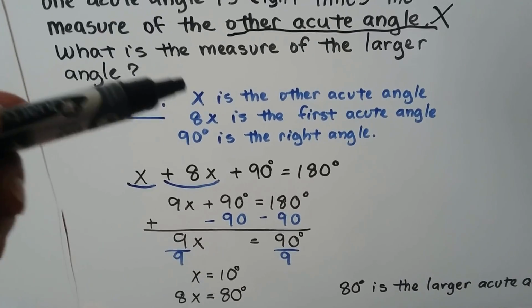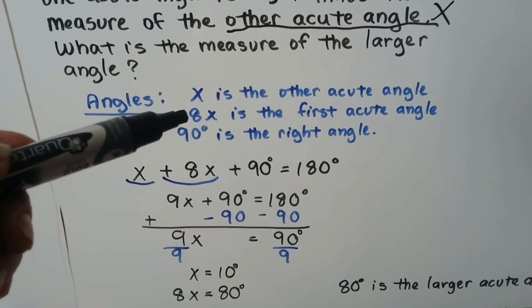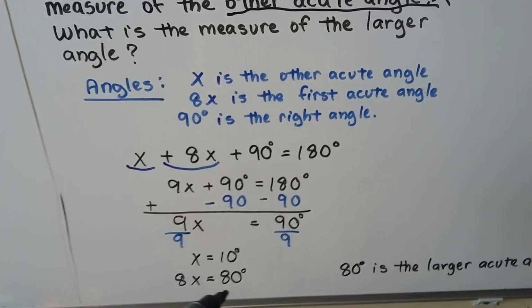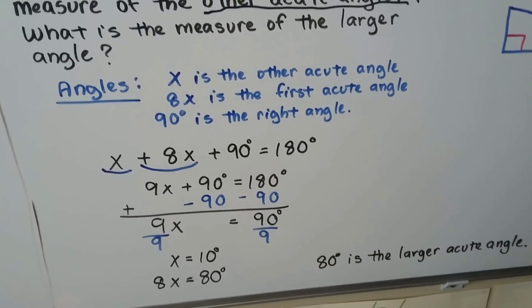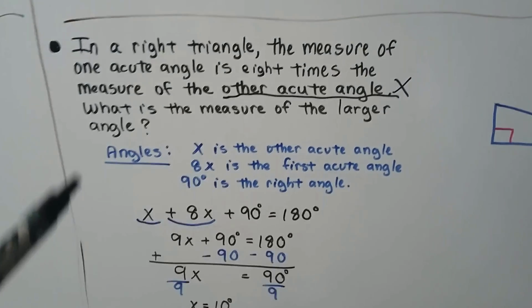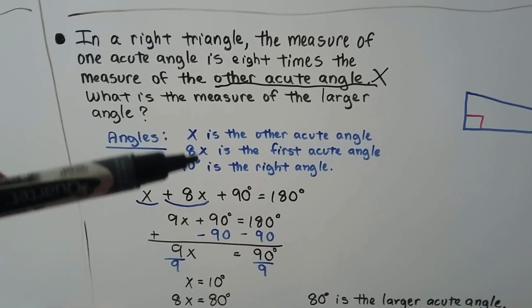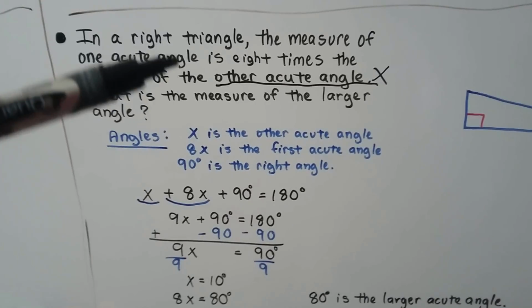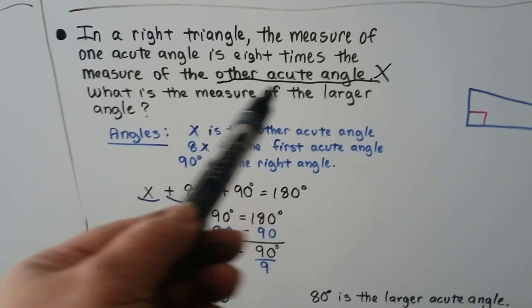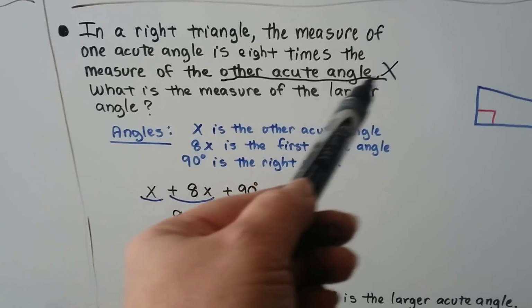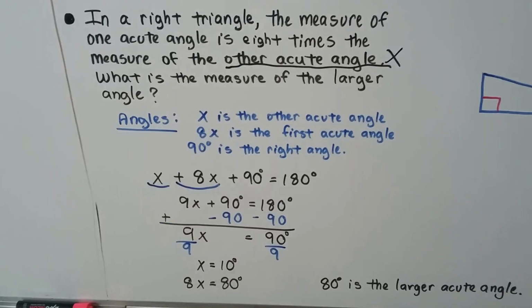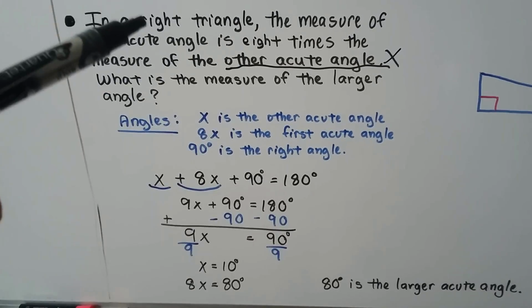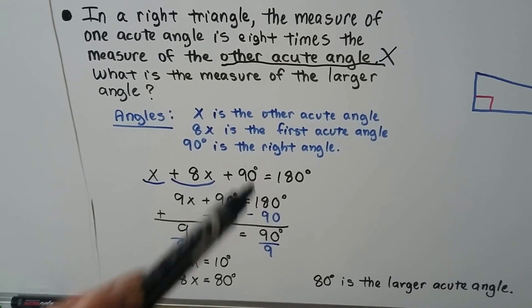So we know that this one is 10 degrees. So if this one is 8 times 10 degrees, it's got to be 80. So that larger acute angle must be 80 degrees. All right? So the hardest part here was breaking it into little parts and assigning the variables. So you want to just find the one that can be the X and then see that this one is 8 times it, so that's 8X. And then pay attention to the clues, like right triangle means there's going to be a 90-degree angle.